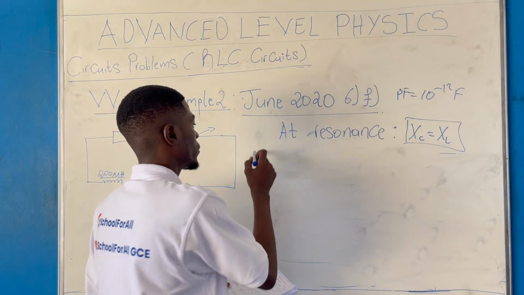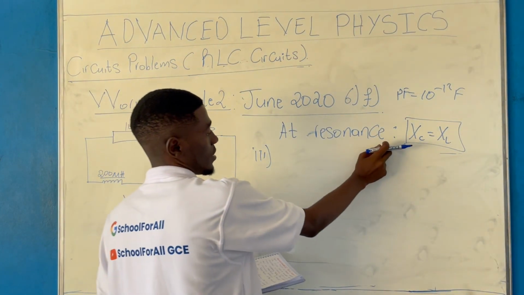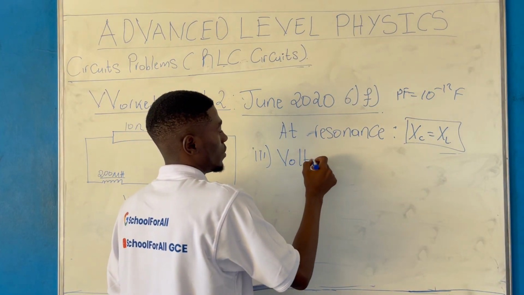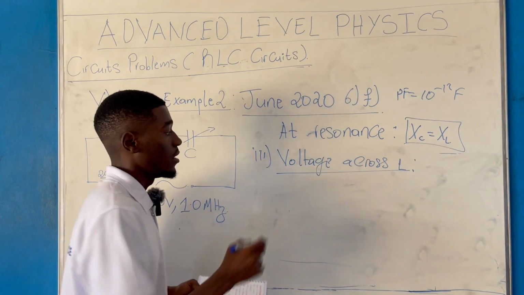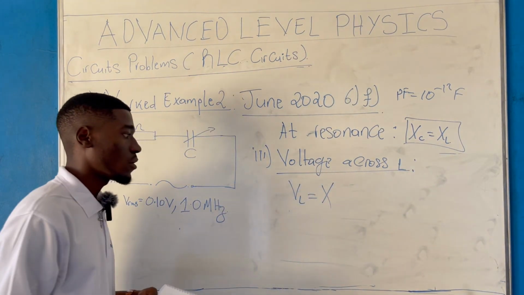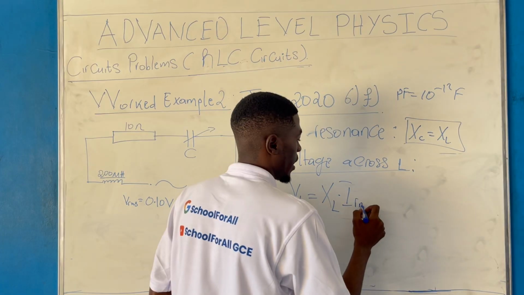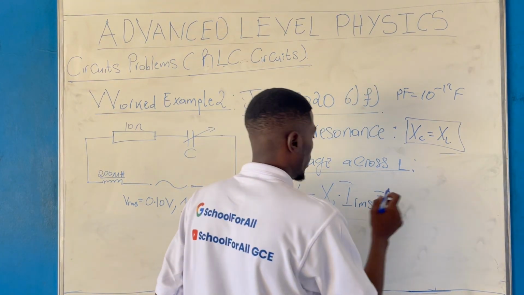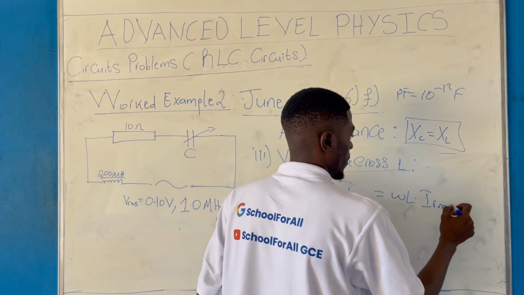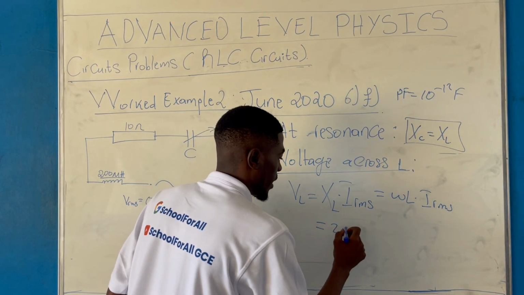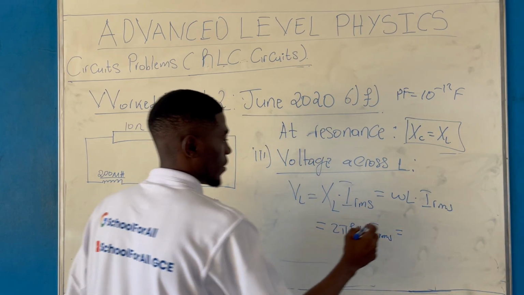The question is saying calculate the voltage across the inductor. We are still at resonance, and we want the voltage across L. So we know that VL is equal to the inductive reactance, XL, times the current that we just calculated, IRMS. And we know that the inductive reactance is omega L, where omega is 2 pi f, so XL equals 2 pi f L.